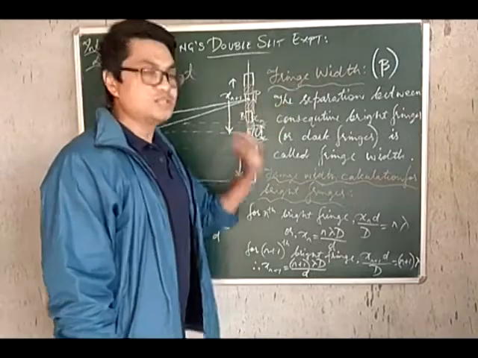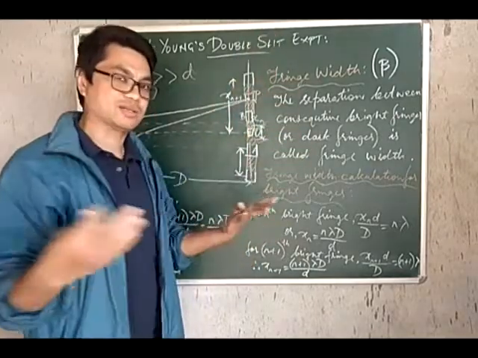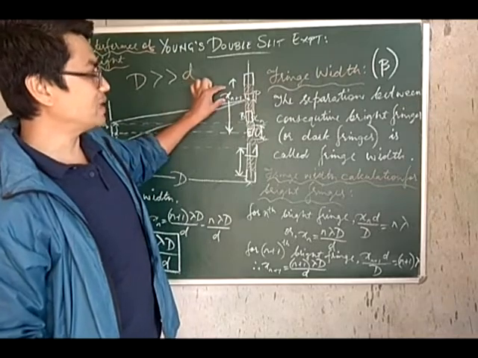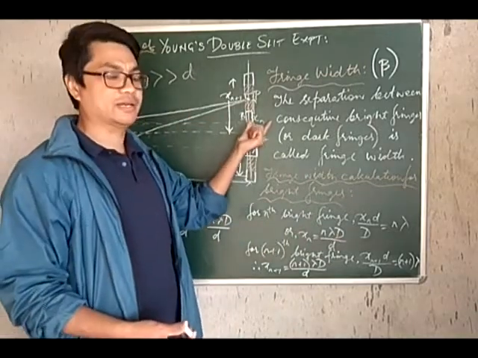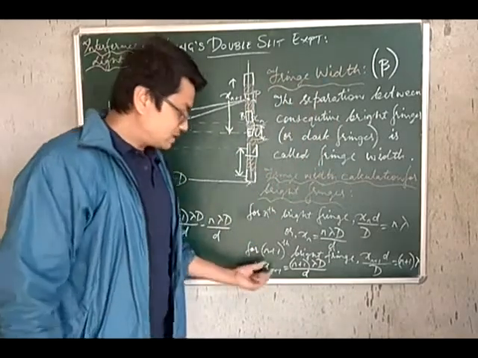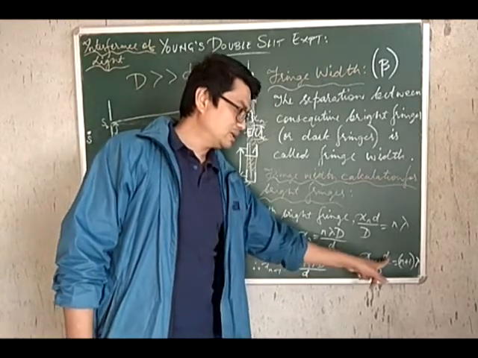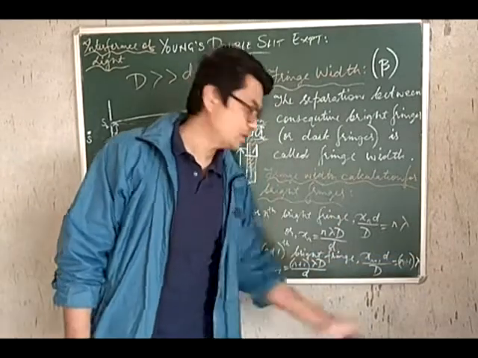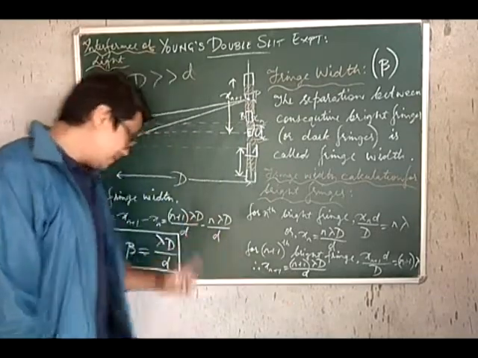So what is fringe width therefore? The distance between two consecutive bright fringes. The nth and n plus 1th bright fringes are consecutive bright fringes. So the distance between these two bright fringes will be xn plus 1 minus xn. If we can calculate xn plus 1 minus xn, that will give us the distance between these two consecutive bright fringes. Alright, so for the n plus 1th bright fringe, we have the same condition: the path difference xn plus 1 small d by capital D has to be equal to n plus 1 into lambda, and therefore xn plus 1 comes out to be this much.